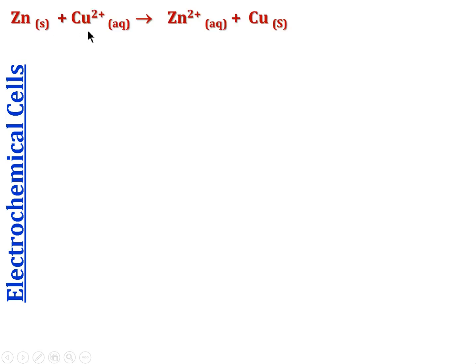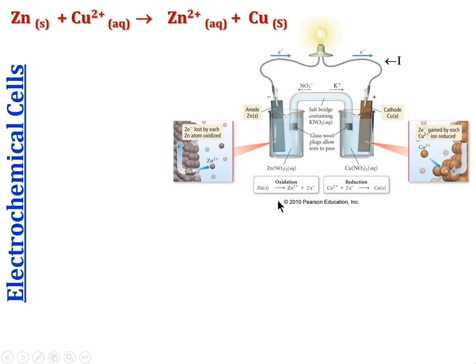Drawing of an electrochemical cell. Example, consider the reaction Zn plus Cu2+ that gives Zn2+ plus Cu. First of all, we have to divide this global reaction into half reactions. On the left, we have the oxidation, so Zn is transformed to Zn2+ plus 2 electrons. And on the right, we put the half reaction of reduction, so the transformation of Cu2+ to Cu.